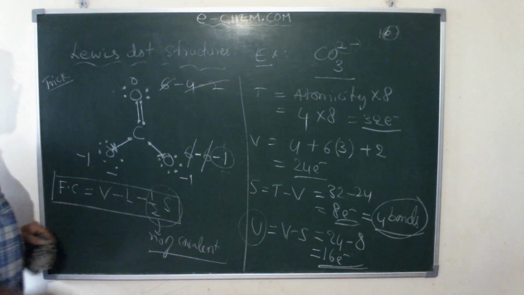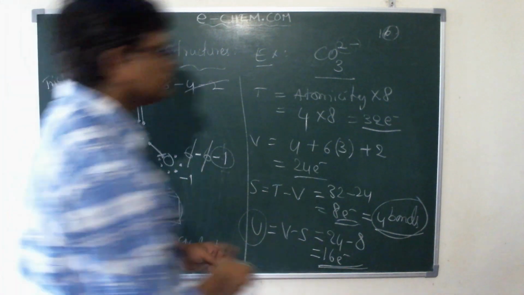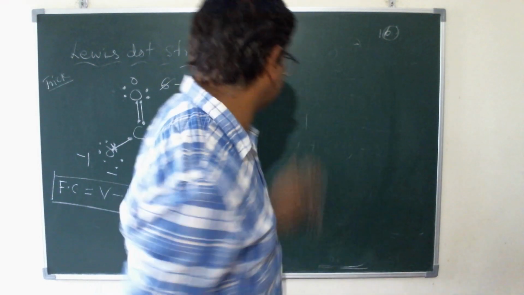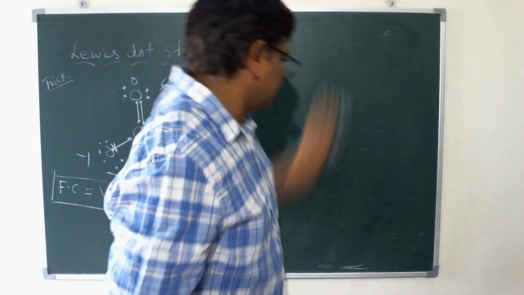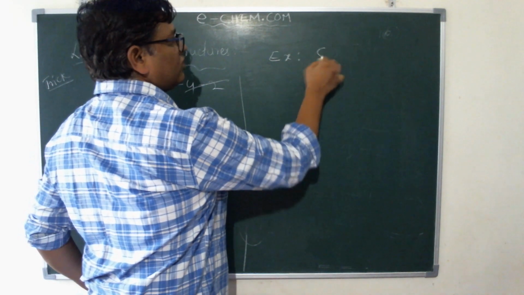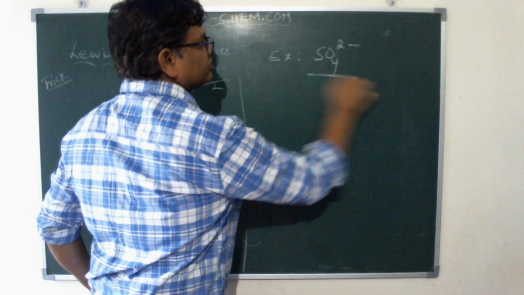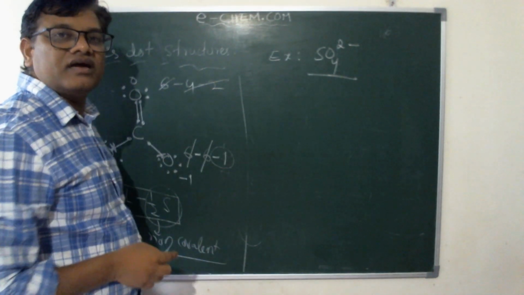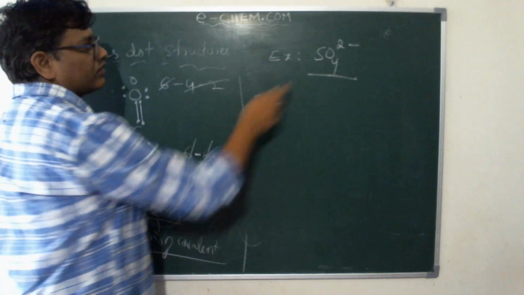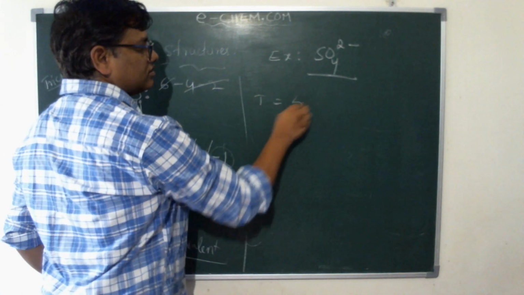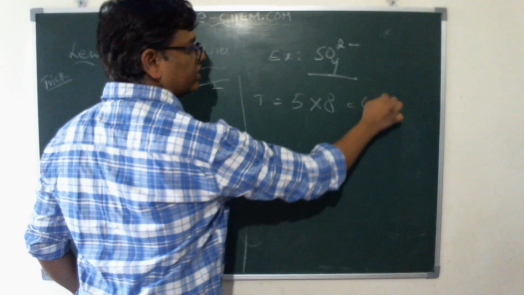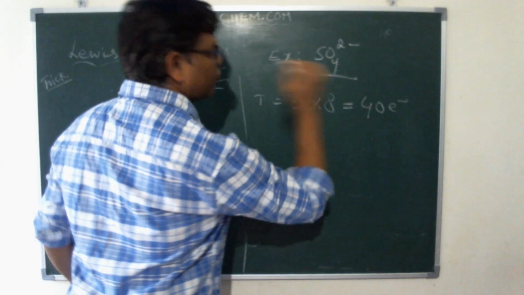So let's discuss one more example over here. I'm taking here sulfate, SO4 2 minus. Let's draw the Lewis structure of the sulfate ion. Find out the total number of electrons. Atomicity is 5: 4 oxygens and 1 sulfur. So I'm getting 40 electrons over here.